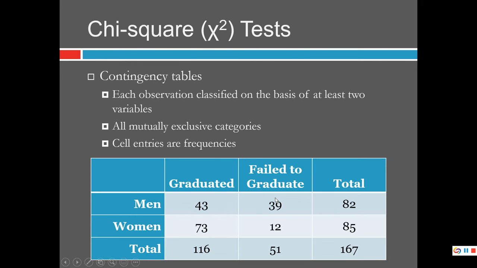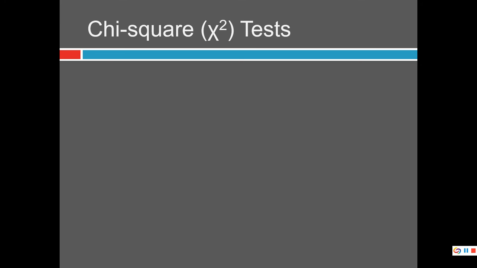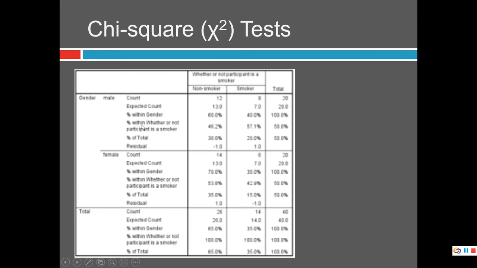This one would be significant if we actually ran it. The example I have here on the next page is not a significant example. But if you ran a chi-square in SPSS, you would get some kind of output like this, basically.